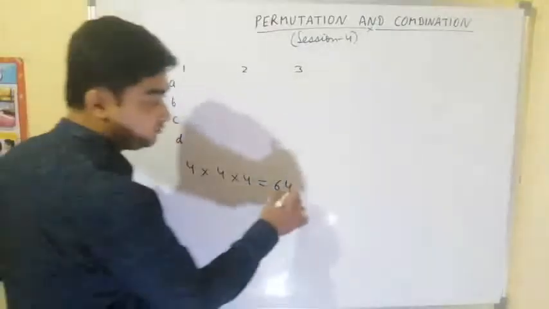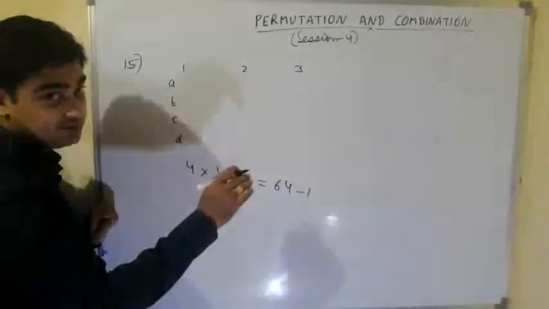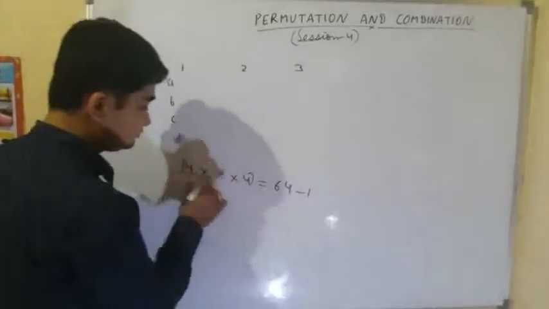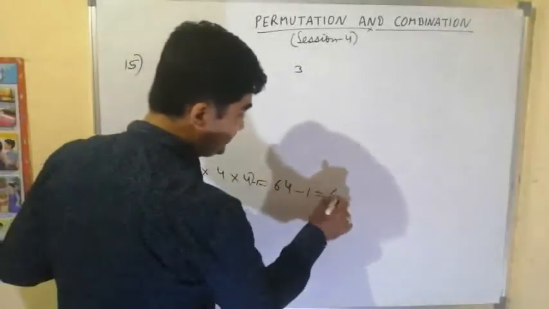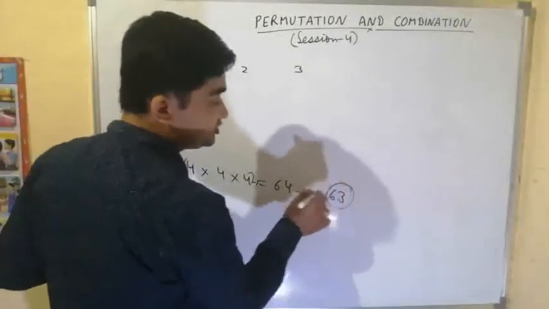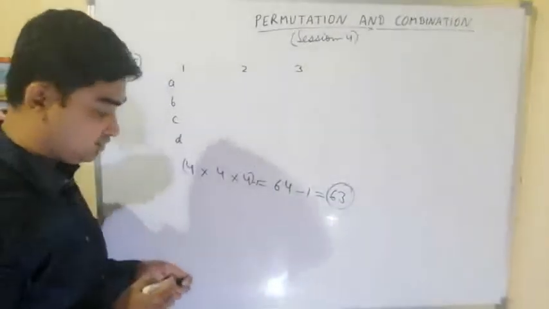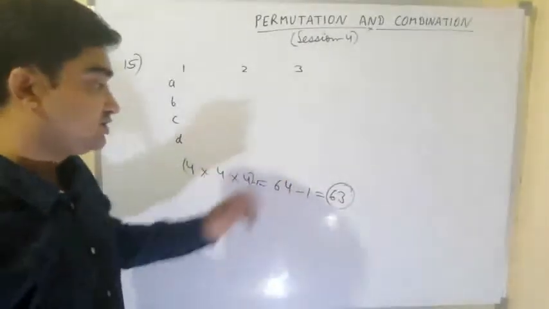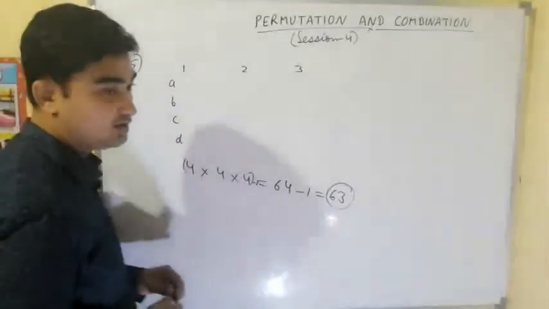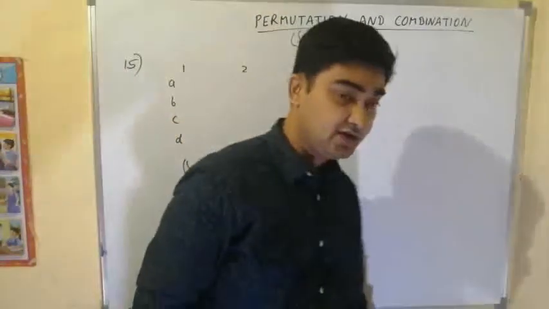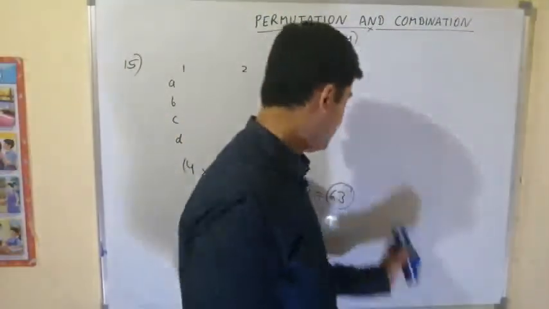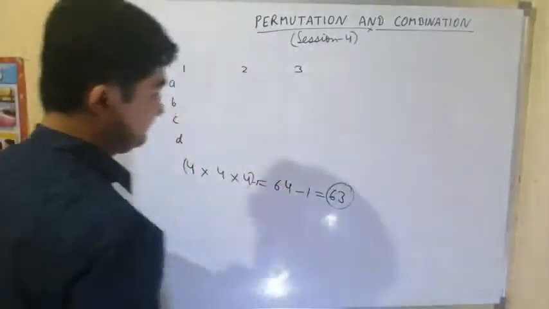But out of these 64, 1 is the choice in which all are correct. So this minus 1, that is 63, is the number of ways in which at least one is wrong or not all are correct. 63 are the choices in which not all are correct, in which he fails to get all the answers correct. So answer is 63.